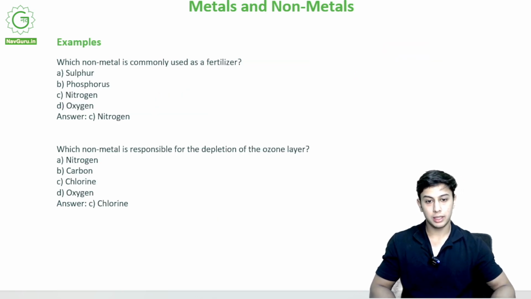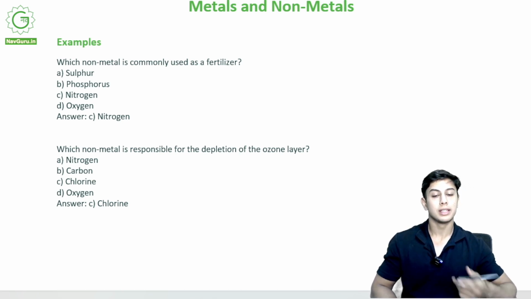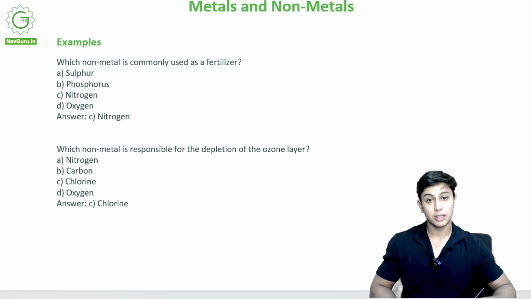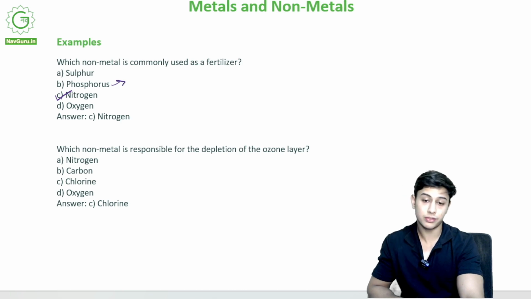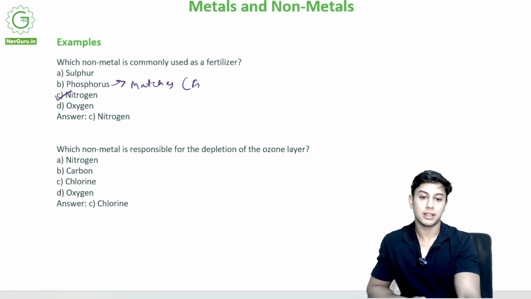Which non-metal is commonly used as a fertilizer? I have told you this before as well. This non-metal is also used in chips packages to preserve food. This is nitrogen. Where is phosphorus used? Matches, matchbox, firecracker. Oxygen, we all know.